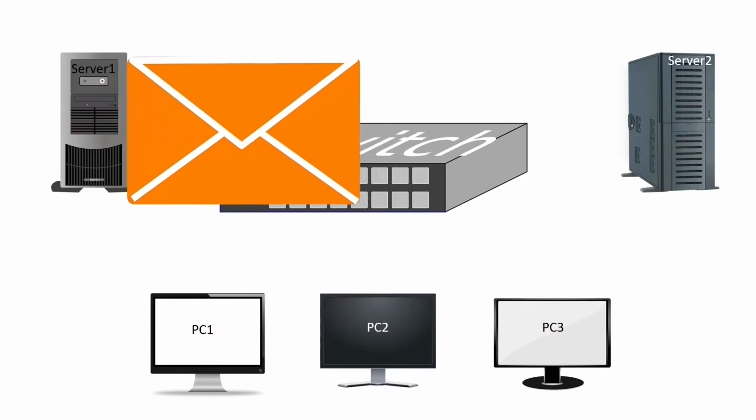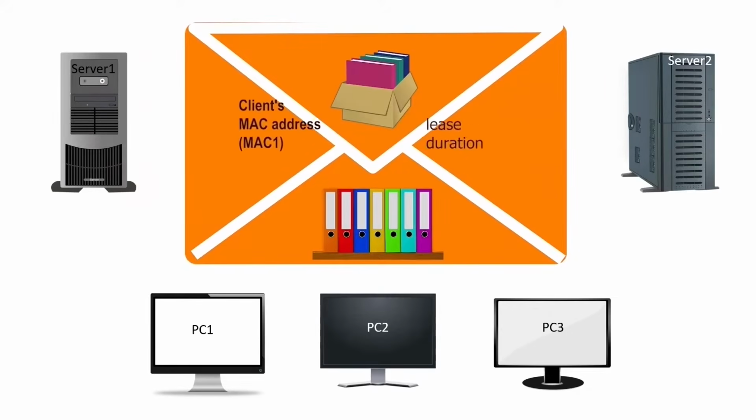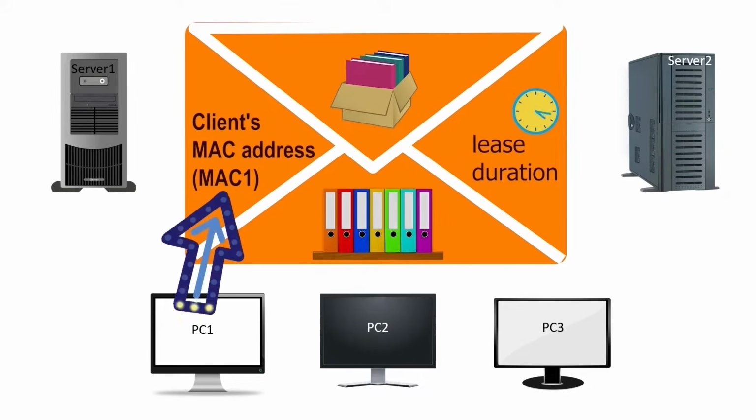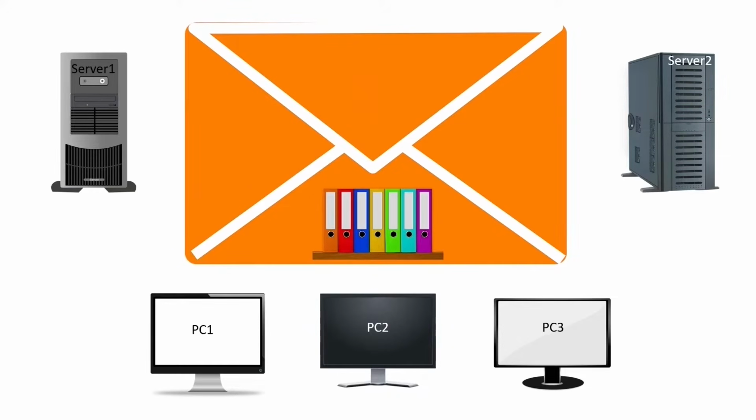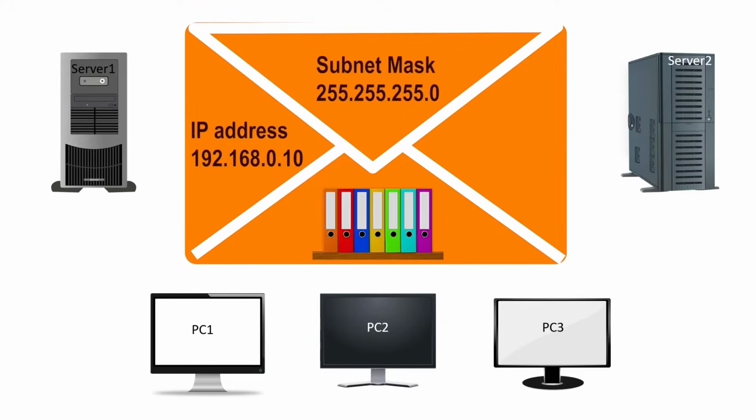It contains an IP configuration and protocol-specific information, such as the lease duration and the client's MAC address in the client ID field. An IP configuration typically includes the client's IP address, the subnet mask for the proposed IP address, the default gateway's IP address, and the DNS server's IP address.